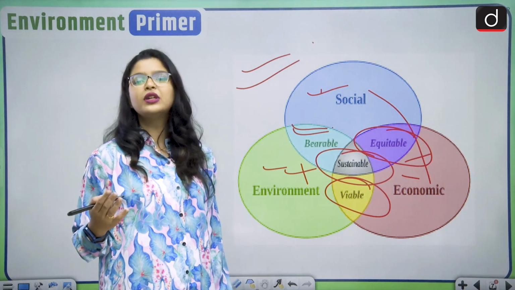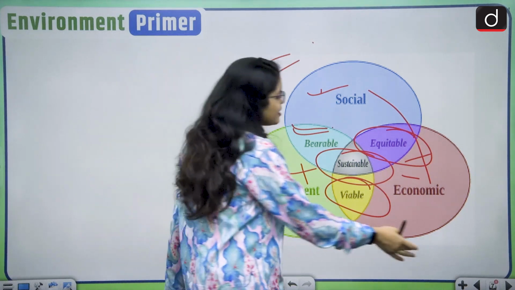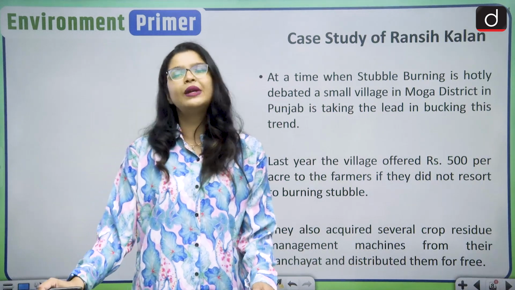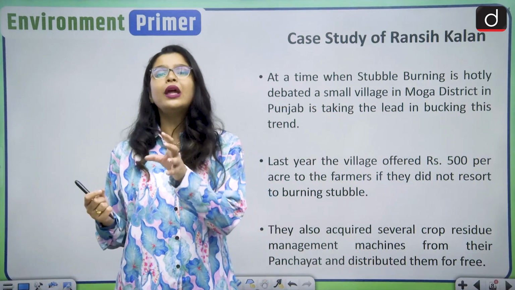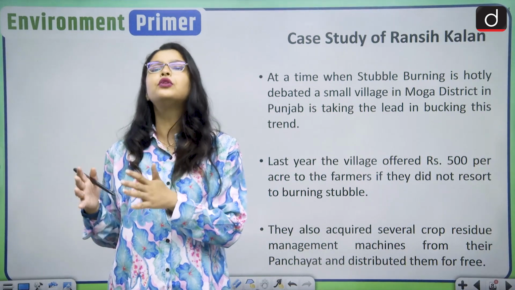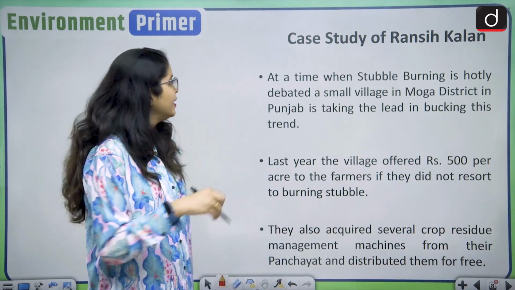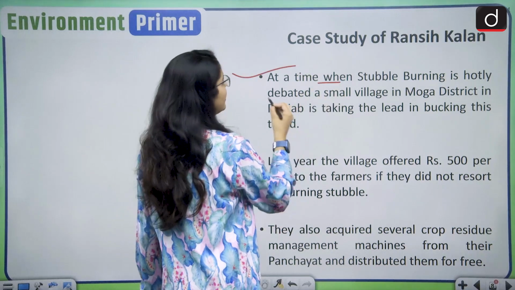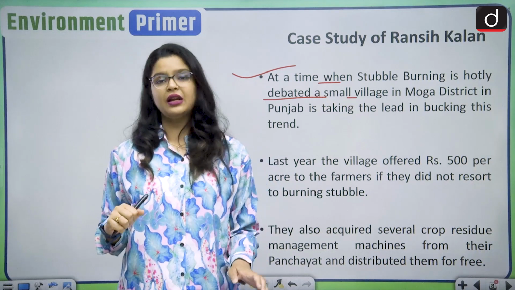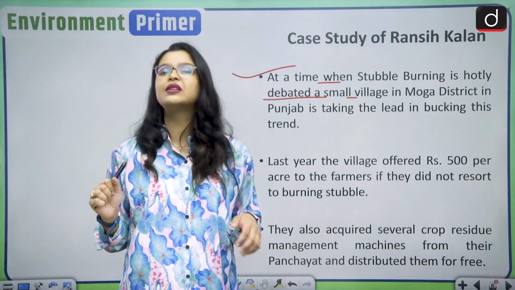Now let us proceed further to understand the case study of this small village known as Ransi Kalan, which is definitely leading the path in maintaining environmental sustainability, or showing us the path towards a group effort or a community level effort we can make to attain environmental sustainability. So at a time when stubble burning is hotly debated, this village has achieved zero stubble burning. You will be surprised to know that no stubble burning is practiced by this village.